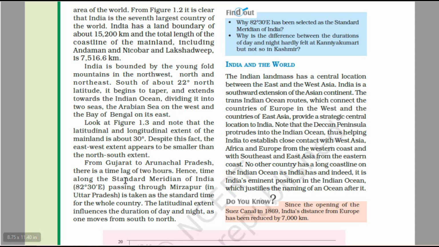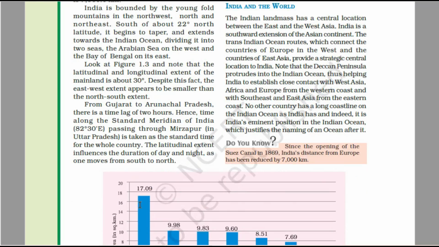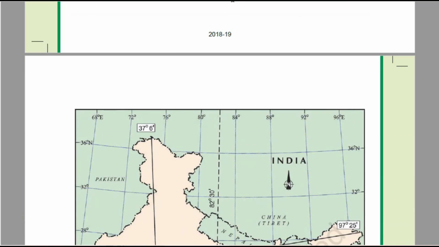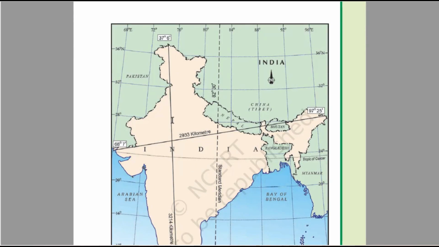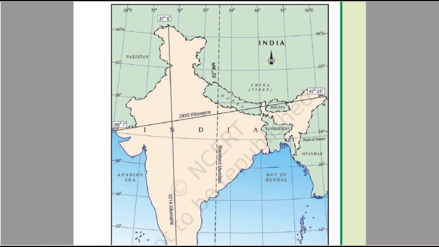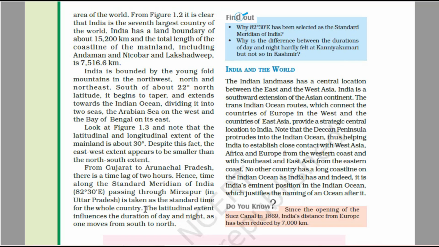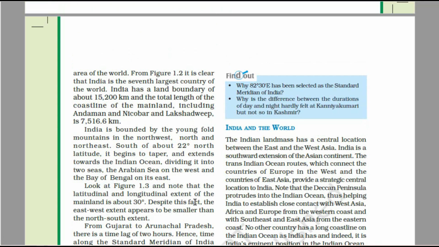Hence, the time along the standard meridian of India, that is 82 degree 30 minutes east, passing through Mirzapur in Uttar Pradesh, is taken as the standard time for the whole country, where it is this line. This line, the standard meridian time. The latitudinal extent influences the duration of the day and night as one moves from south to north.